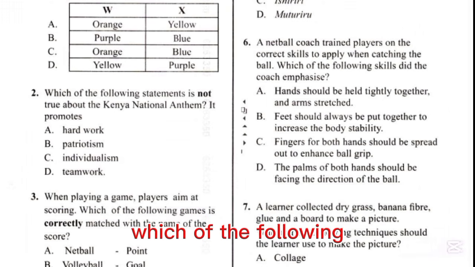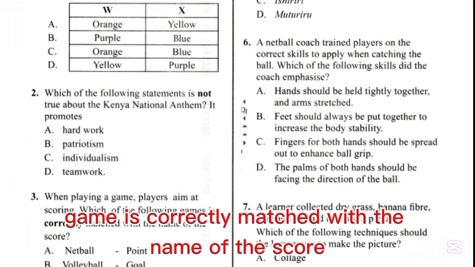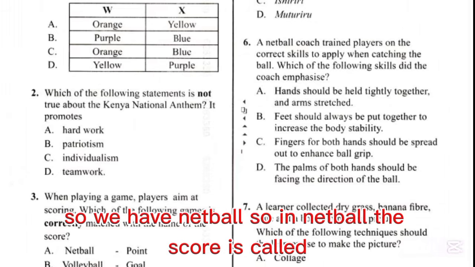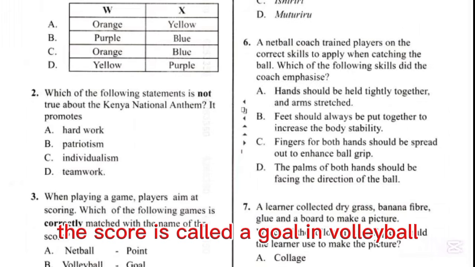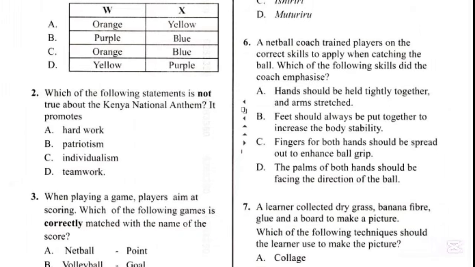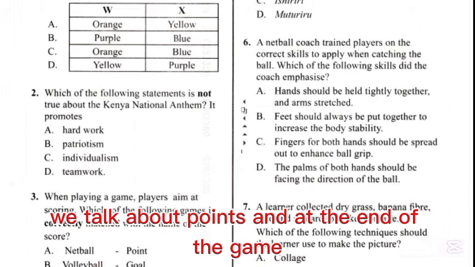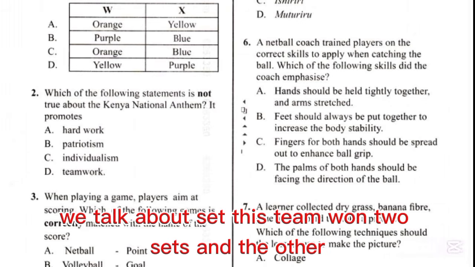Which of the following games is correctly matched with the name of the score? So we have netball. In netball, the score is called a goal. In volleyball, we talk about points, and at the end of the game, we talk about sets. This team won 2 sets, and the other team had.